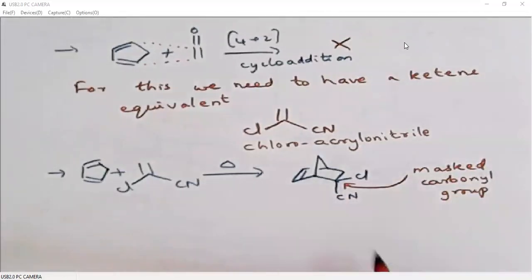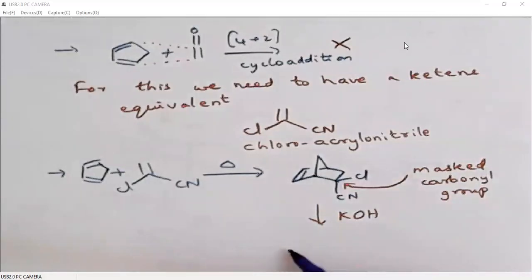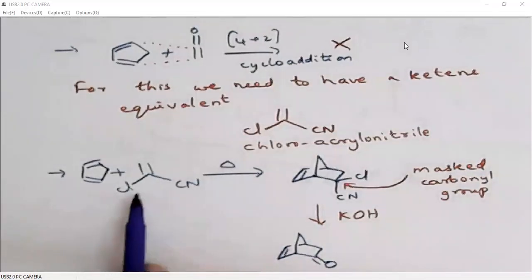So when we do basic hydrolysis on this, because chlorine and cyanide both are good leaving groups, OH minus can easily replace them so that it generates a carbonyl. So this is how we can get a carbonyl here. So this is how we can get a 4+2 cycloaddition with a ketene equivalent, so that at the end of the reaction, it looks like a 4+2 cycloaddition between diene and ketene.